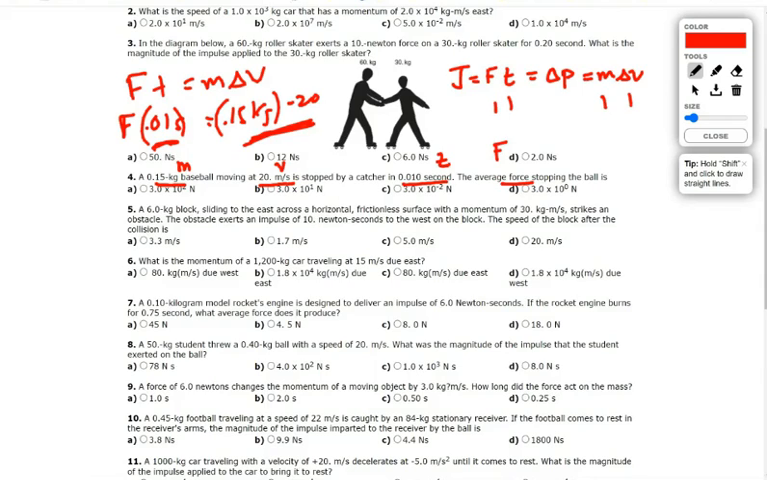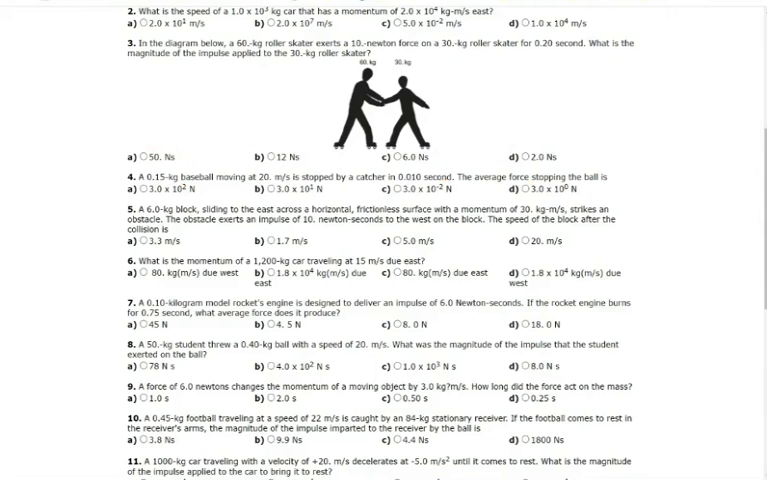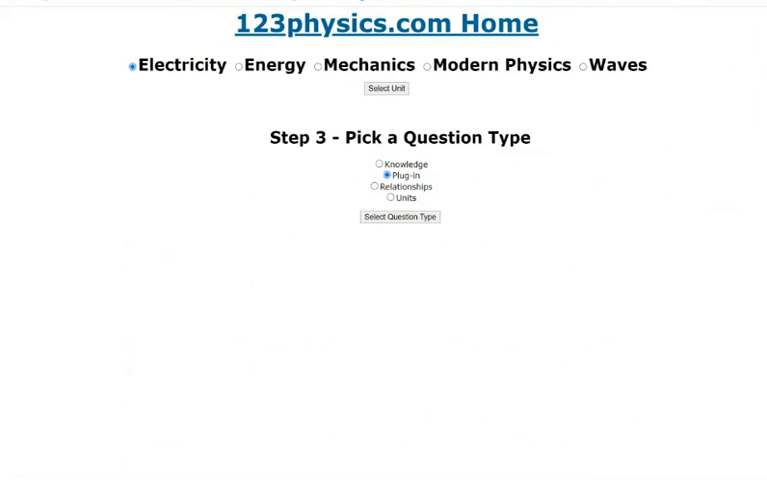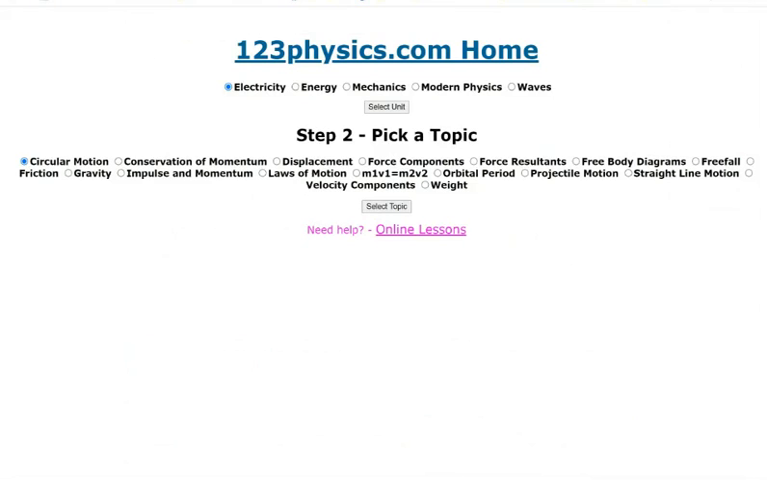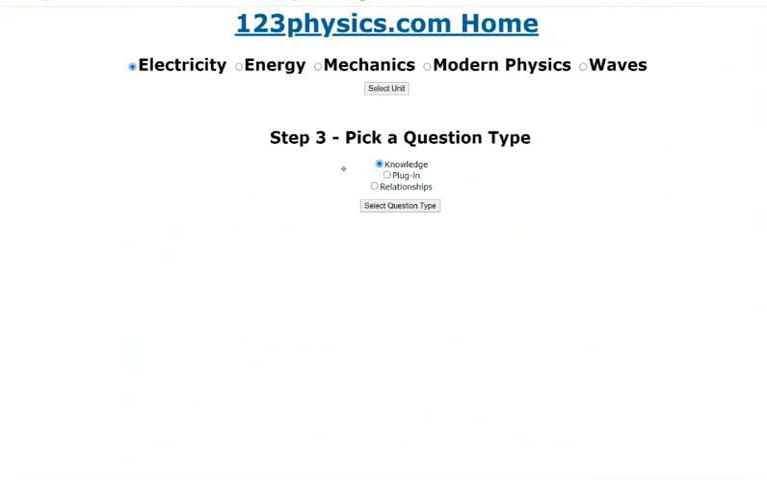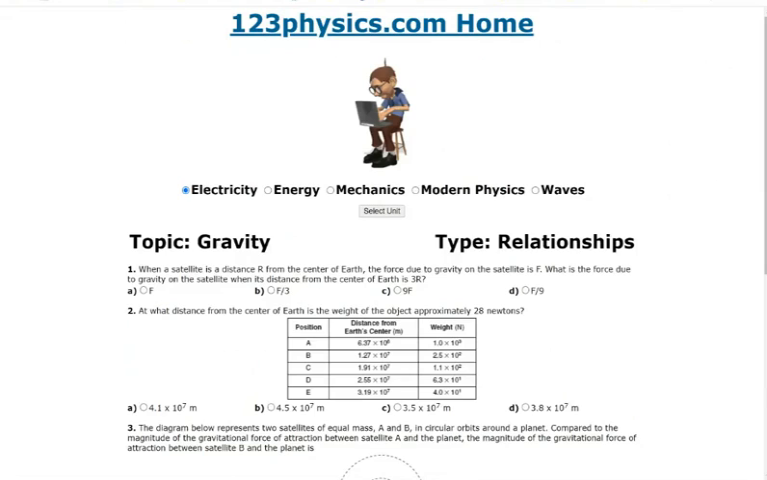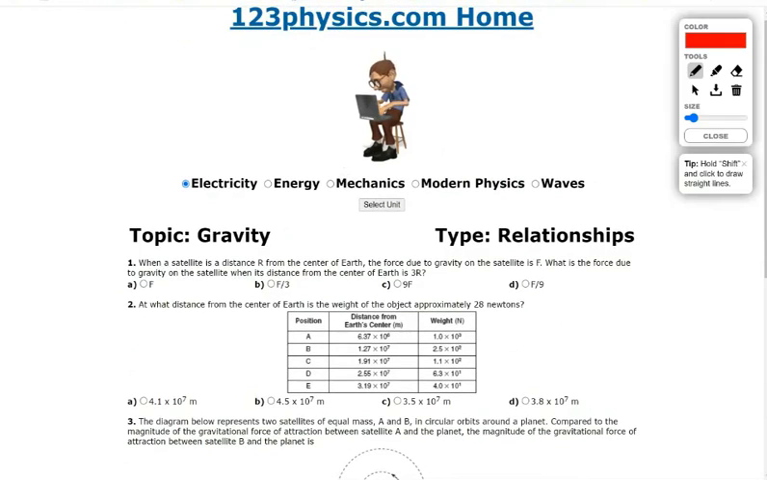Okay, you know what I'd love to do for you, because sometimes kids get tripped up. Could we do some gravity relationships? When you do gravity, when you look at it tonight, don't bother doing plug-ins. Relationships are really good, and knowledge is really good too. Not this one here, not two. That is just way too tough. I would never put that on the test.